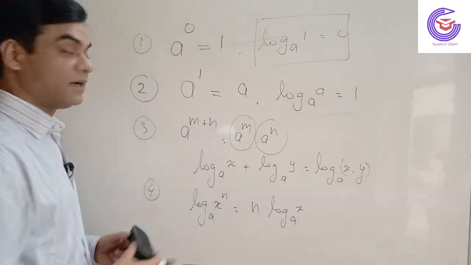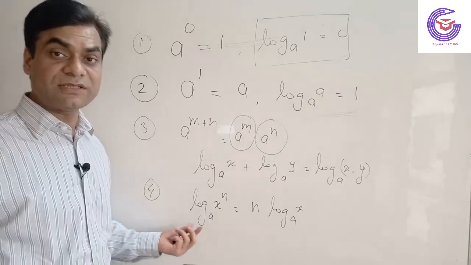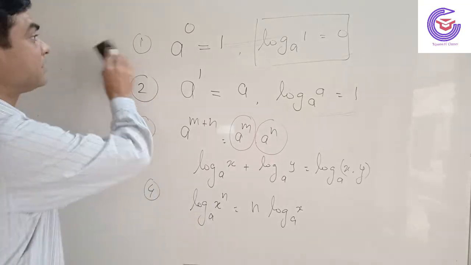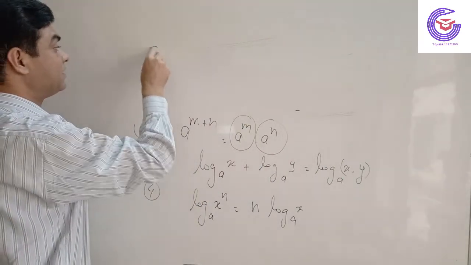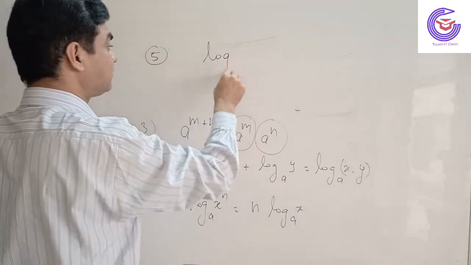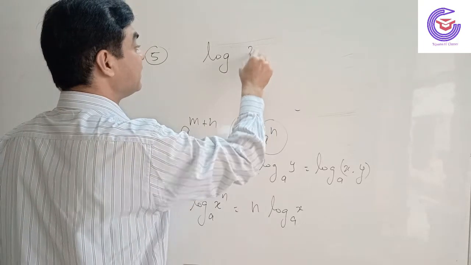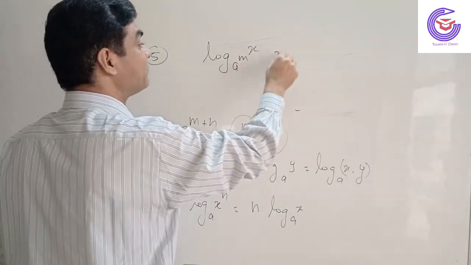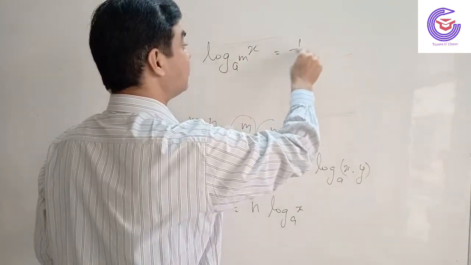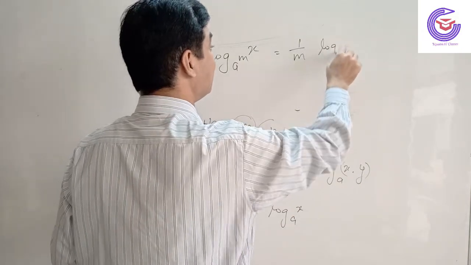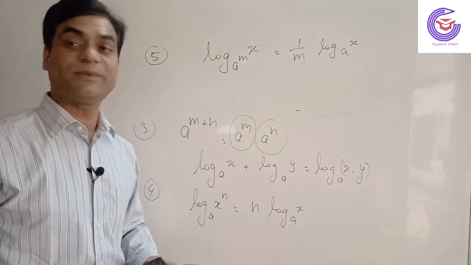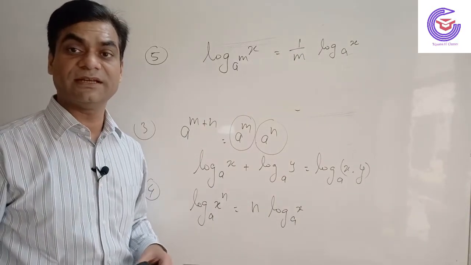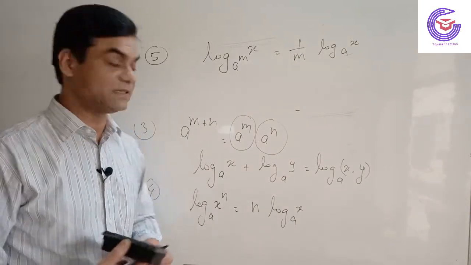One more property we are going to use for plotting the graph, that I am writing directly. That is the fifth one: log x to the power 1 upon m, base a to the power m. In this case, what happens? It is 1 upon m log x base a. So these are some simple properties which I am going to use in plotting the logarithmic function.